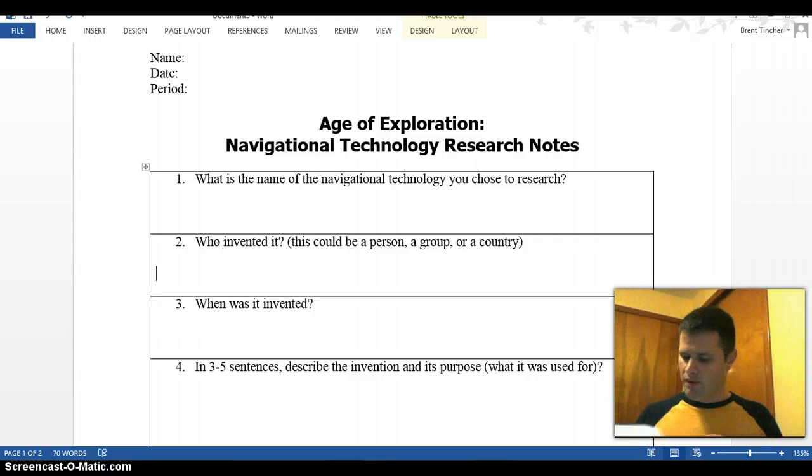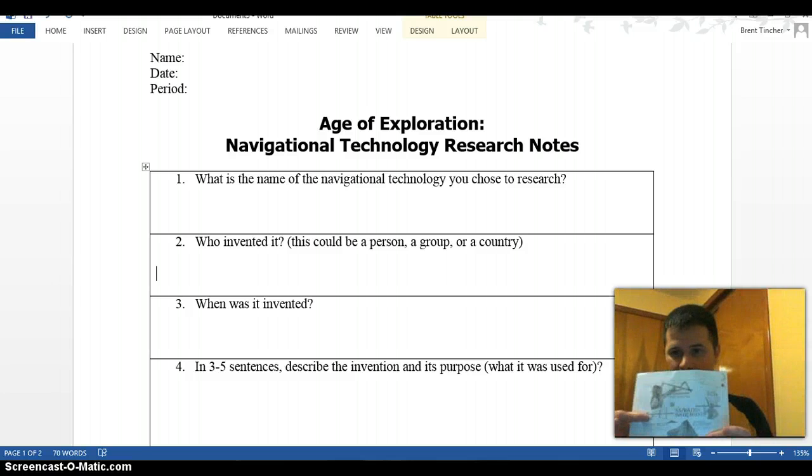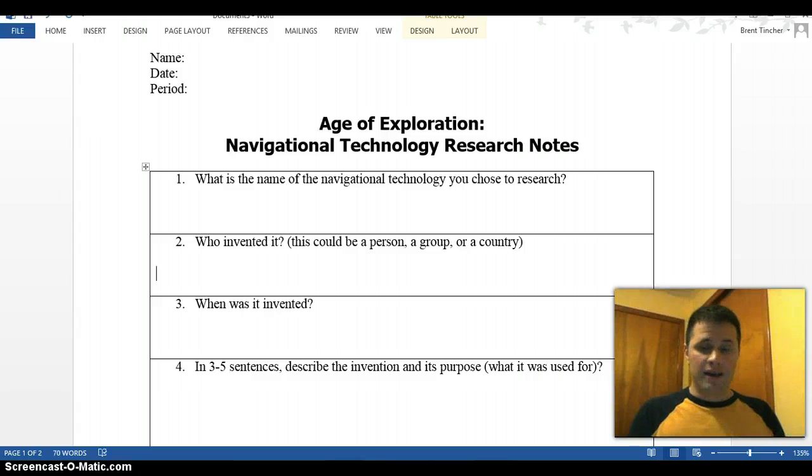Okay? So that means you have the choice of the quadrant, the cross staff, the magnetic compass, the sextant, and the astrolabe. On a side note, the cross staff, which you will see here, is also known as the Jacob's staff. J-A-C-O-B apostrophe S staff. Okay?